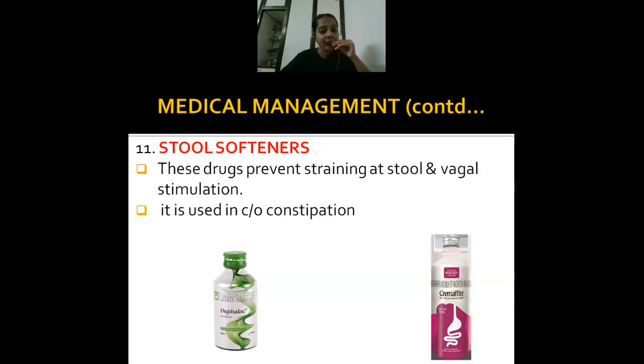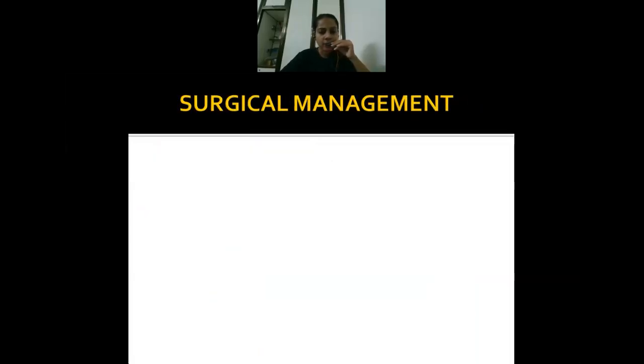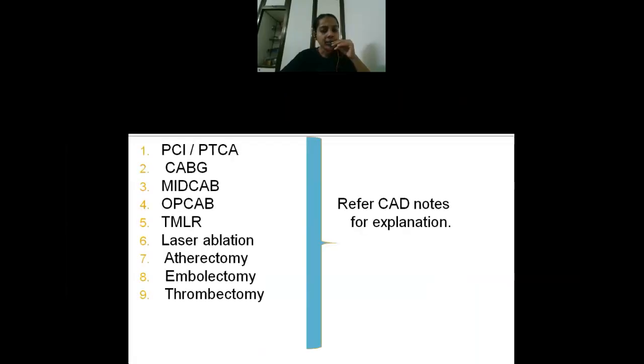Okay, so give some laxatives like cremafin or duflac to the patient. Next is surgical management. This I have already discussed, isn't it? In CAD I have discussed, and also it was discussed in angina. So please go through it carefully.